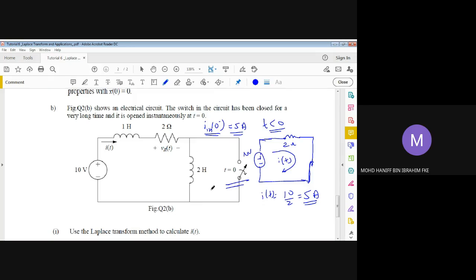there should be no current passing through the 2 Henry inductor. So we can say that for the 2 Henry inductor, the initial current shall be equal to 0 ampere. There should be no initial current for the 2 Henry inductor. Okay, that should be the case.